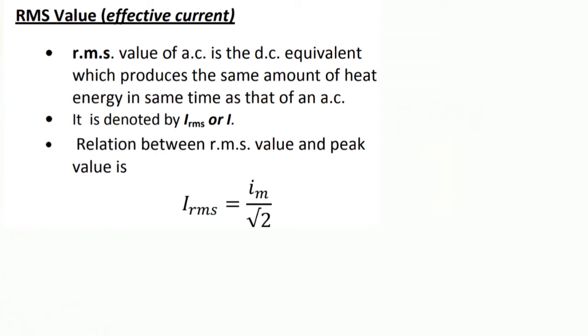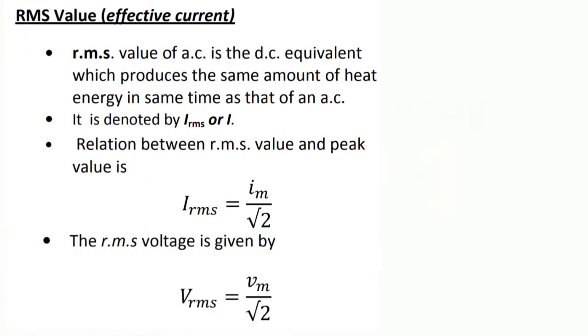Relation between RMS value and peak value is IRMS equals Im divided by root 2. The RMS voltage is given by Vrms equals Vm divided by root 2.